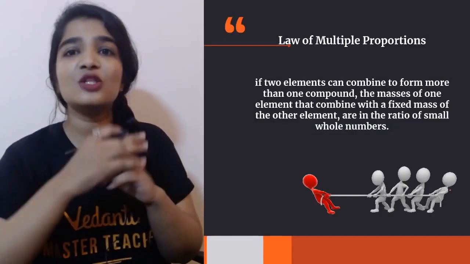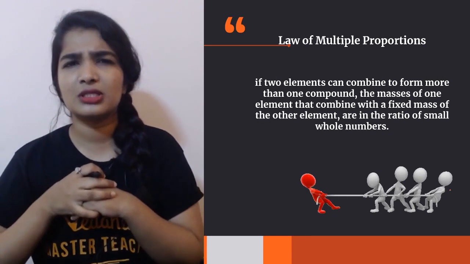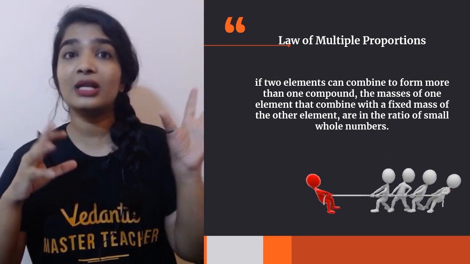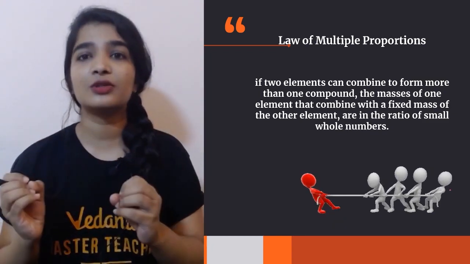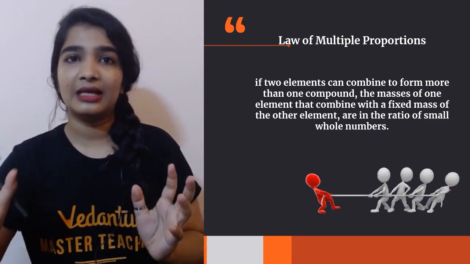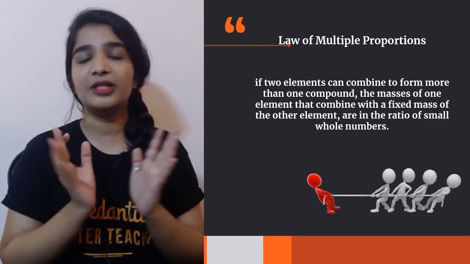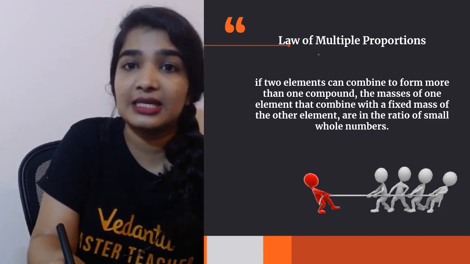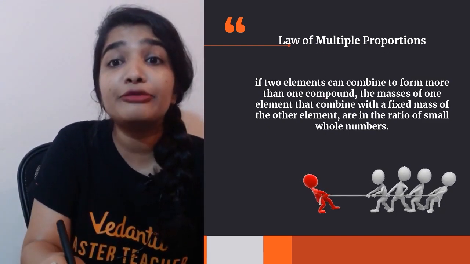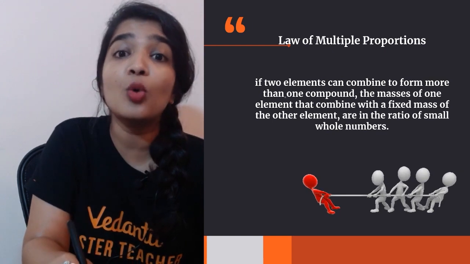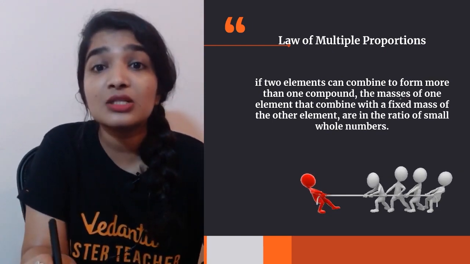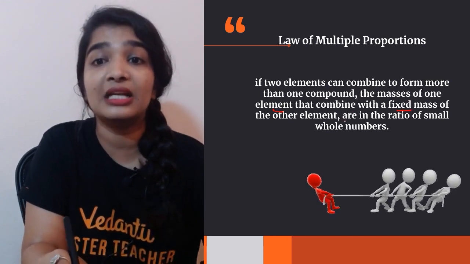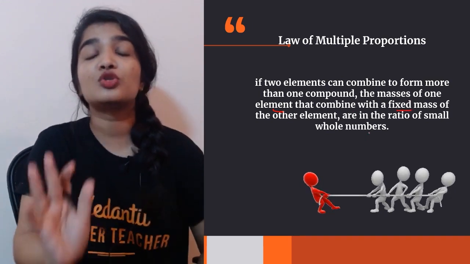Okay, the next law is the law of multiple proportions. What is multiple proportion? There we saw that it was for one type of compound, carbon dioxide, where carbon 3 and oxygen 8 is the proportion by mass. Here, the law of multiple proportions states: if two elements can combine to form more than one compound, the masses of one element that combine with a fixed mass of the other element are in the ratio of small whole numbers.